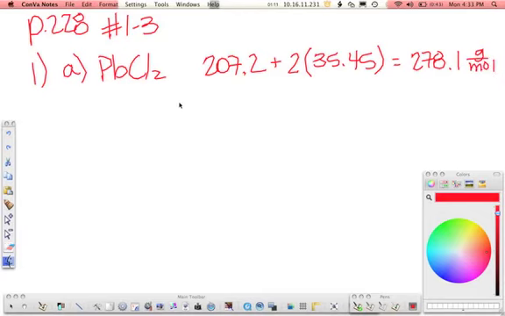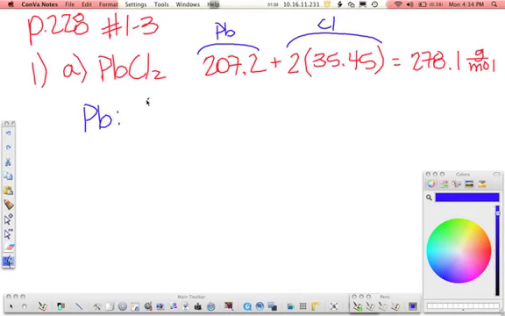And then if you want to know the percent composition of each element, you just take the information that you have here. So this is the mass of lead. This whole thing was the mass of chlorine. And you're going to take these numbers and put them over this to find your percent composition. And of course you multiply by 100 to make it a percentage, and that looks like this.